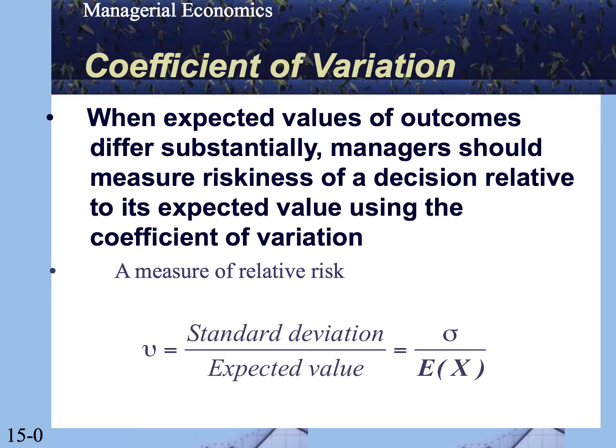Coefficient of variation is a standardized measure of dispersion of a probability distribution. It means a measure of relative risk, and it's represented by the ratio of standard deviation to expected value.